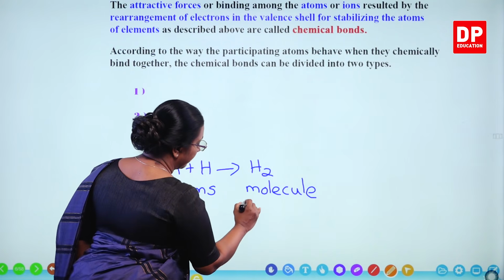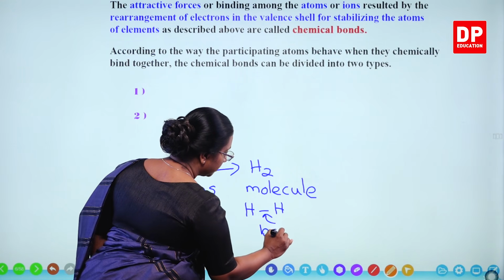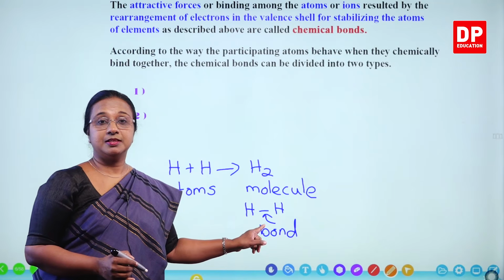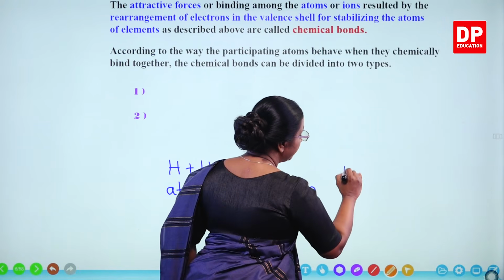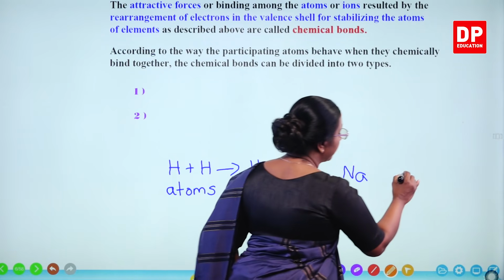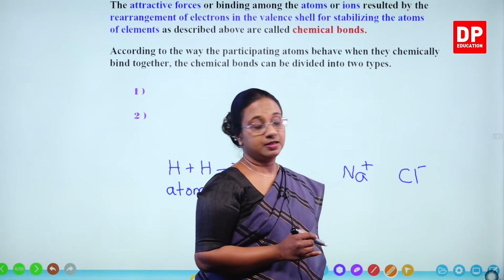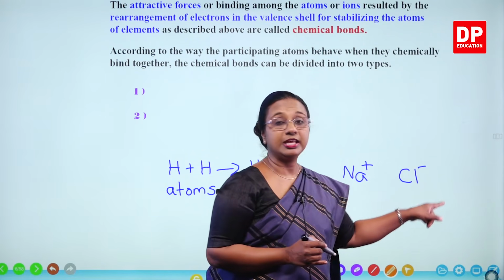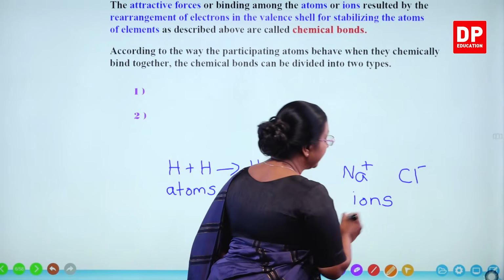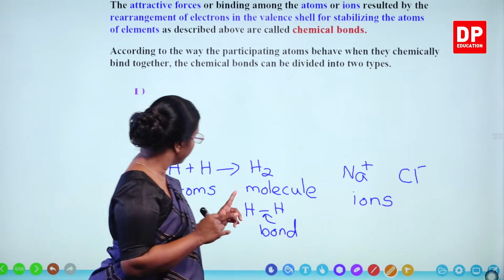So where you have a hydrogen-hydrogen bond, this is a bond between atoms. The same way, if you take the atom of element sodium and the atom of element chlorine, they form ions. Sodium gets a charge, chlorine gets a charge. They are known as ions.